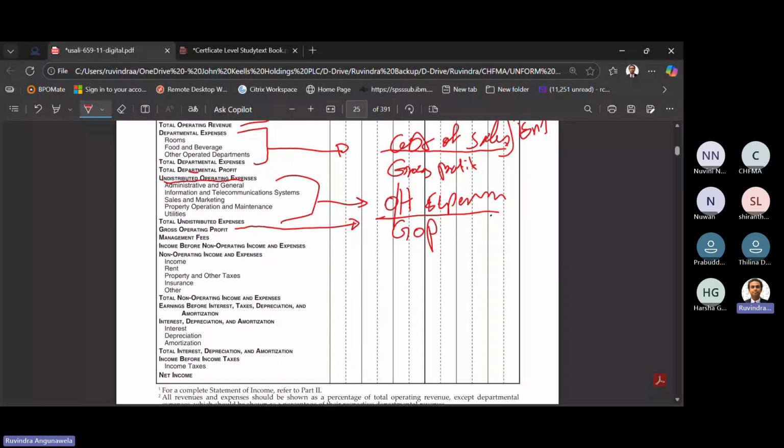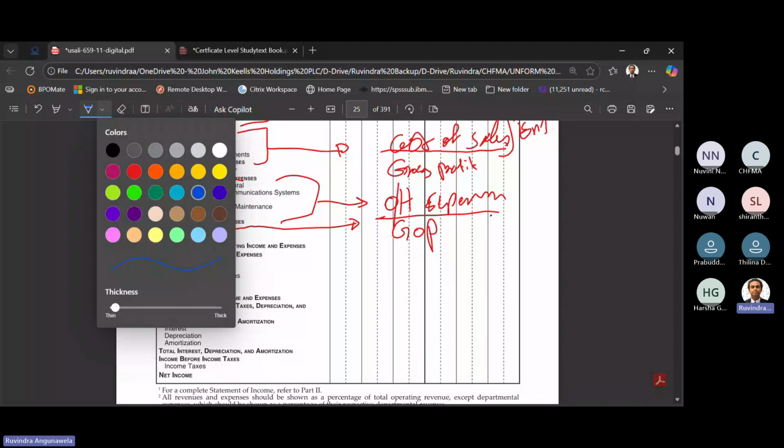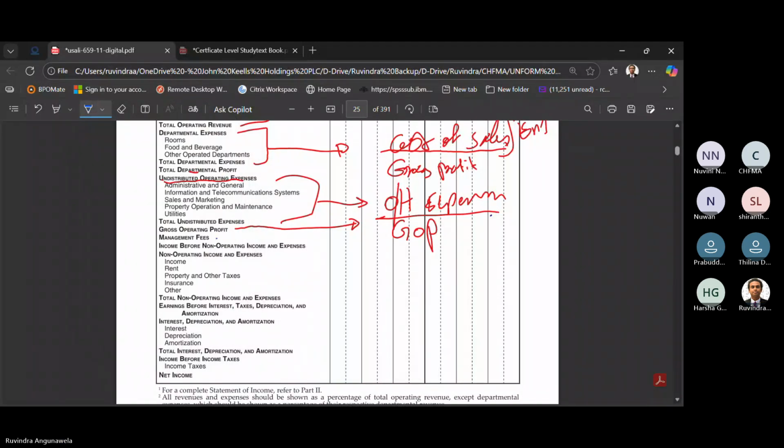Then we have some additional layers coming in here, right? Listen carefully. We have something called the management fee. Can someone tell me what the management fee represents? What is the nature of a management fee?